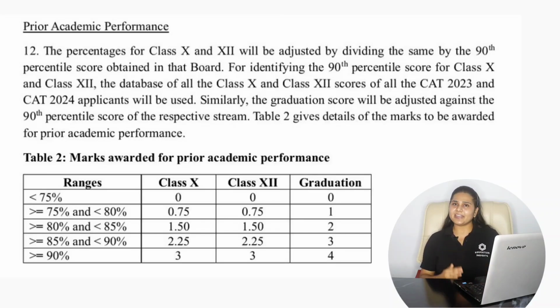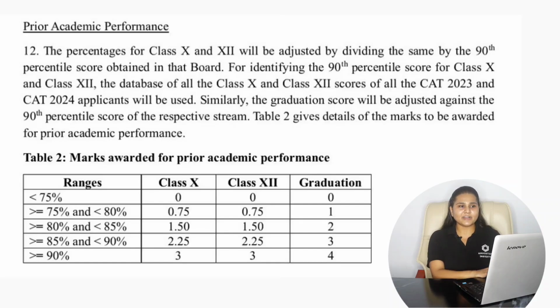If it ranges between 80 to 85, there is 1.50 for the class 10th and 12th and 2 for the graduation. If it is between 75 to 80, there is 0.75 rating score for the class 10th and 12th and 1 for the graduation. On this basis, the score is calculated for the class 10th, 12th and graduation.